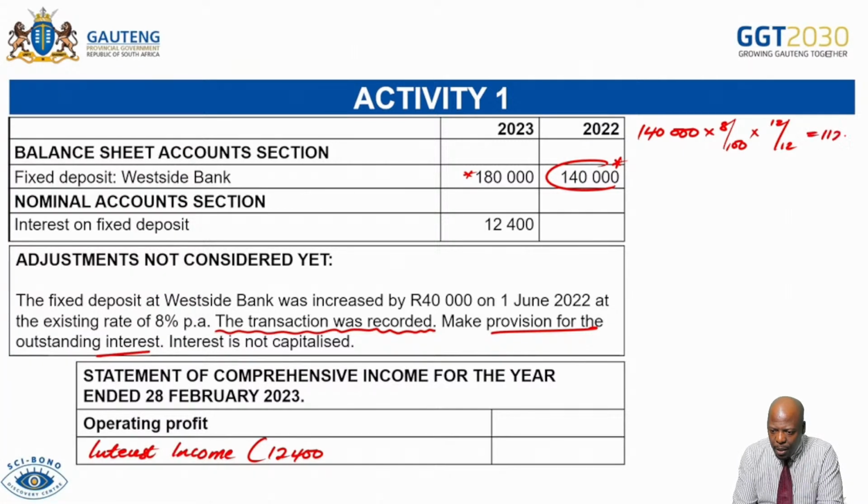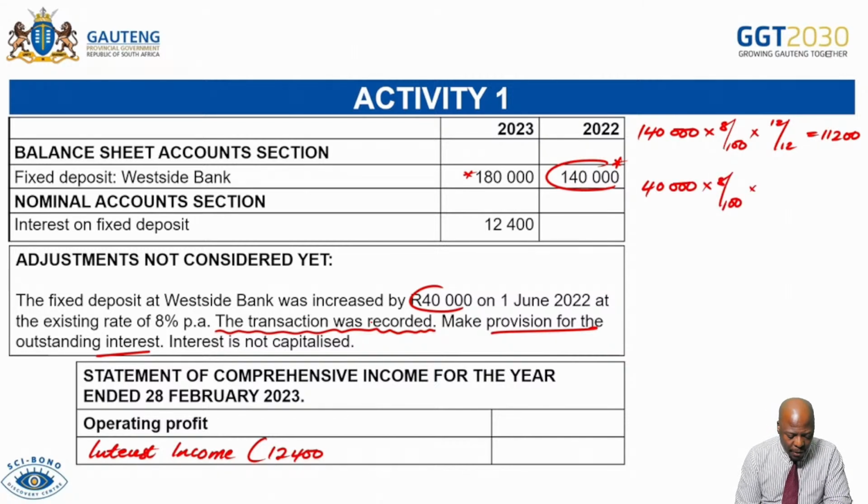11,200 over there. And then it increased by 40,000. So I'm coming here now and I calculate the interest for the 40,000, which is 8 over 100. And then how many months was it increased? It was increased on the 1st of June. So I'm going to count from June, July, August, September, October, November, December, January, February. Okay, so I have my 9 over 12 months. So I would say multiply by 9 over 12.